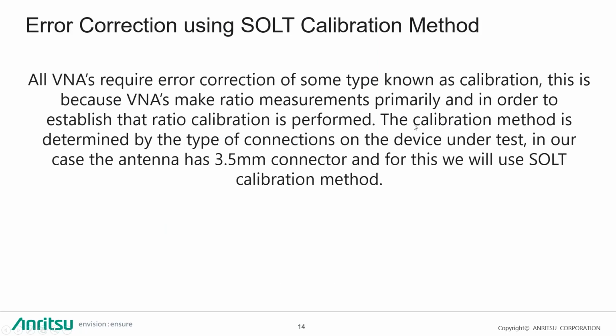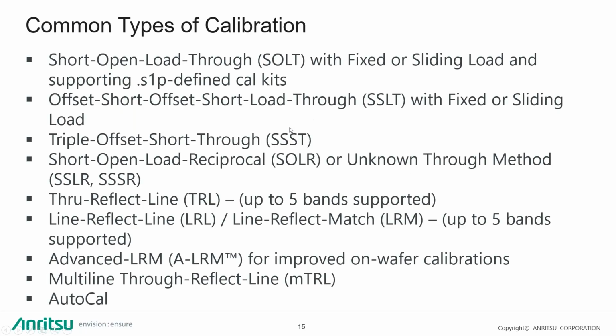Of course, when we set up the VNA, we're going to have to perform a calibration to establish our ratio. And in this case, we'll use an SOLT method. The antenna that I'm using today is a 3.5 millimeter connector. So these are the common types of calibration. There's many different types. Obviously, if you have an aperture where it's waveguide, that type, you might utilize a plate, a reflection plate, things like that. But there are many different ways to perform a calibration.